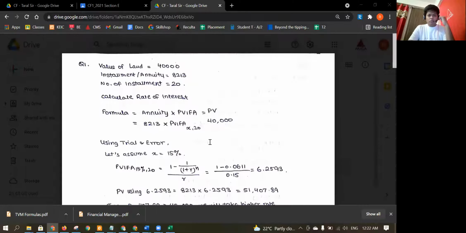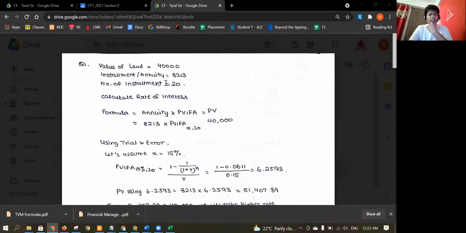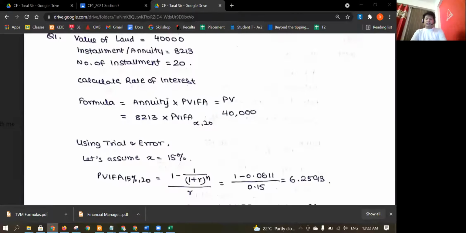Okay, so let me show you two sums. I think these were done in class itself. The first question was that the value of land was given as 40,000, the installment amount was given as 8213, and the number of installments was 20. We were required to calculate the rate of interest. Now, the flaw in the formula is that if you don't know the rate, you can't find out the PVIF.